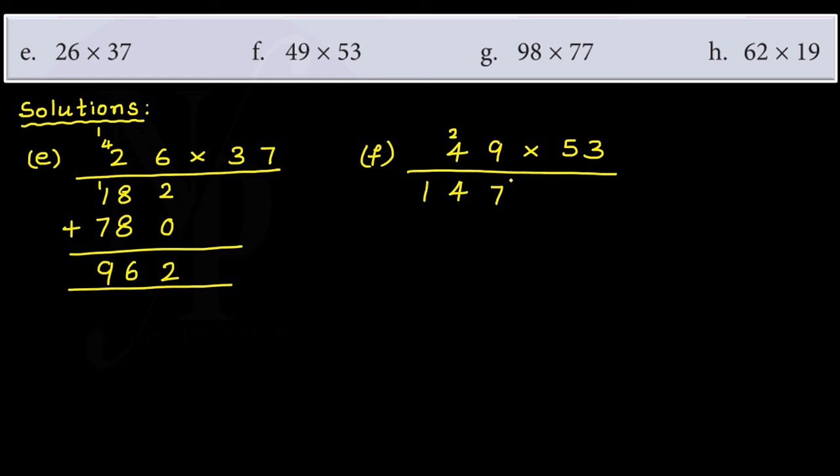So now we have to multiply 49 by 5. But before that, we should put a 0 in ones place here. And then we have to multiply. So 5 9s are 45. Write 5 here and 4 is carried forward. Now 5 4s are 20. 20 plus 4 is 24.